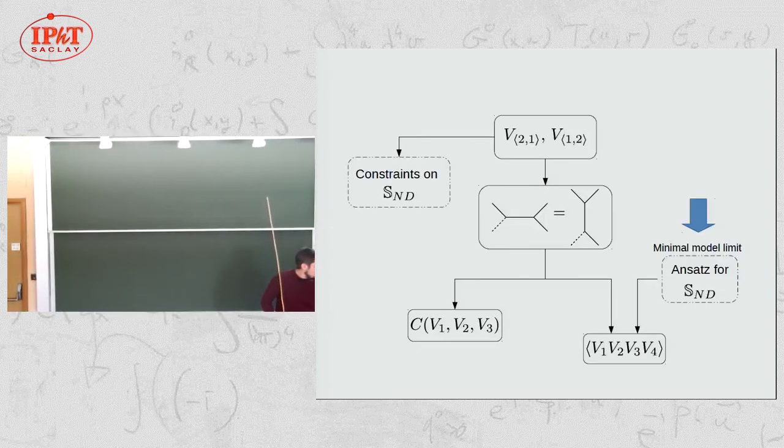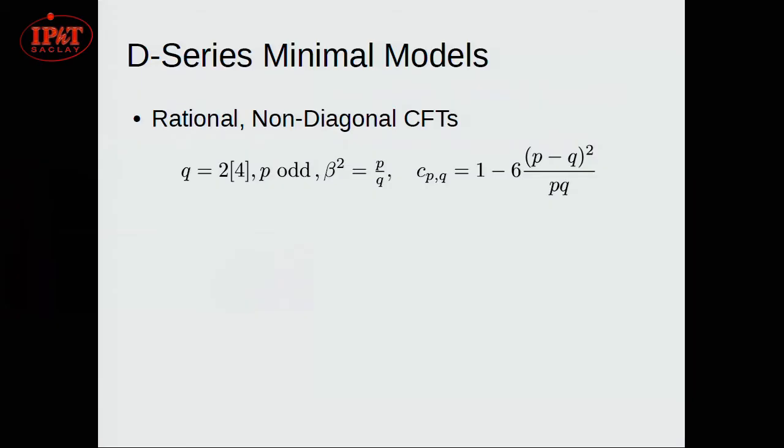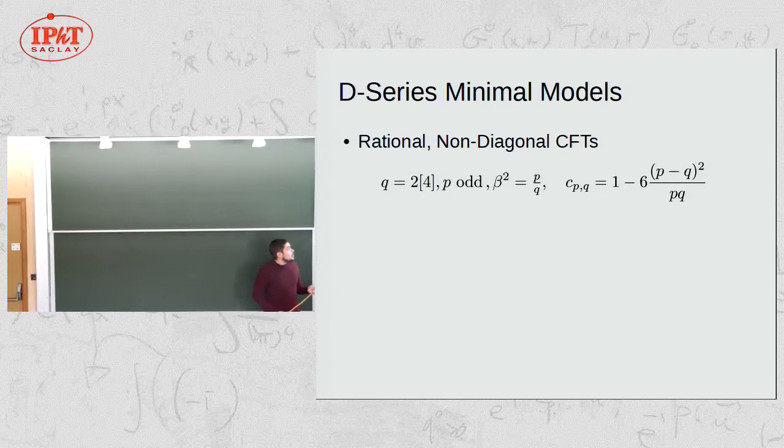And thus we turn to studying a limit of non-diagonal minimal models, which are in this case the D-series minimal models. These are rational non-diagonal CFTs that exist for rational values of the central charge given by two coprime integers p and q, where we are taking q to be equal to 2 modulo 4 and p to be odd.